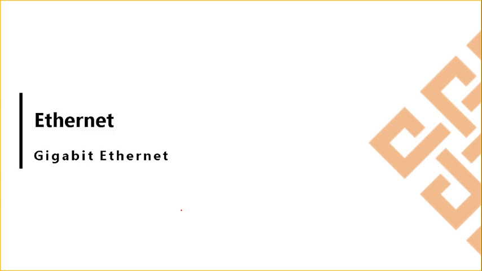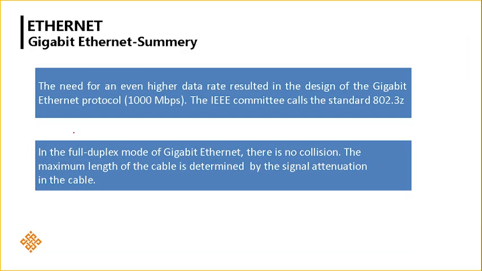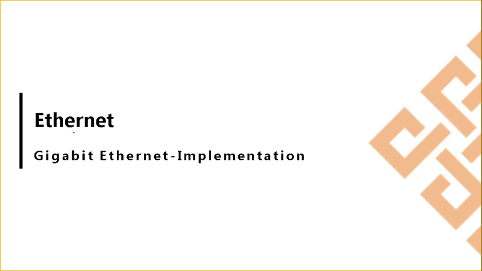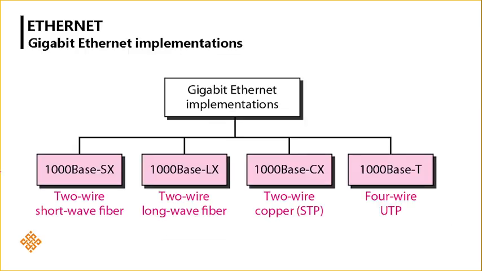If you want to send the data at still higher speed, instead of 10 Mbps, if you want to transfer at a still higher speed like 1000 Mbps, then we have what is known as gigabit Ethernet. We call it the gigabit standards. Here we are transmitting the data at 1000 Mbps. Here also we have four different implementations. I am not going in depth, I will just give some information.